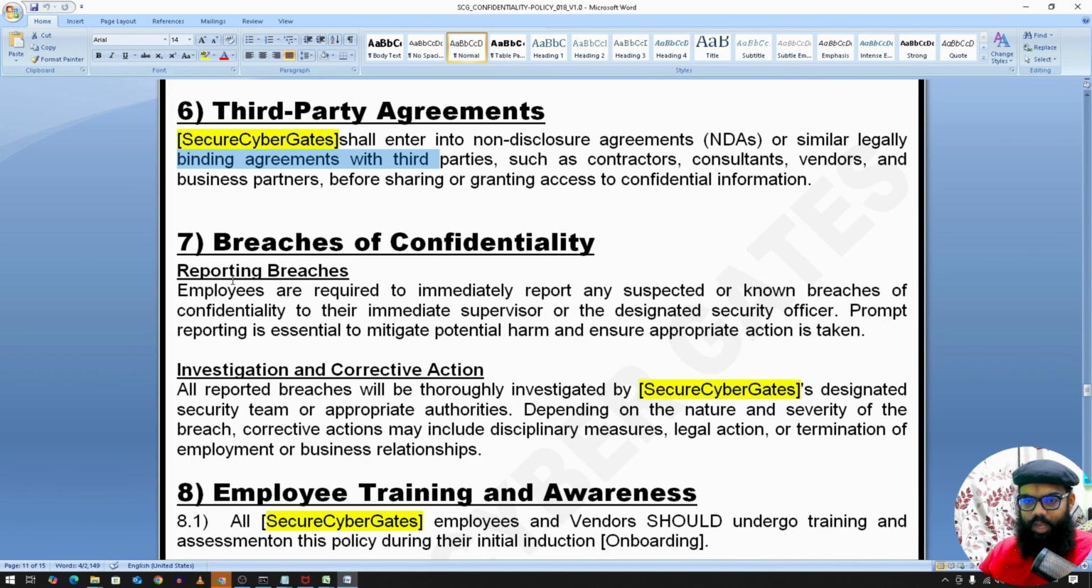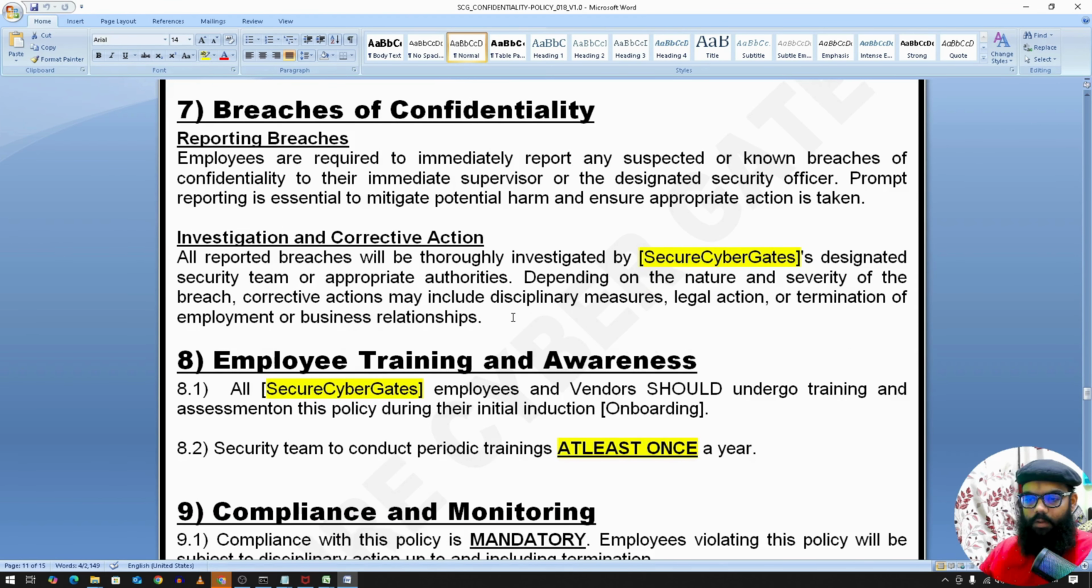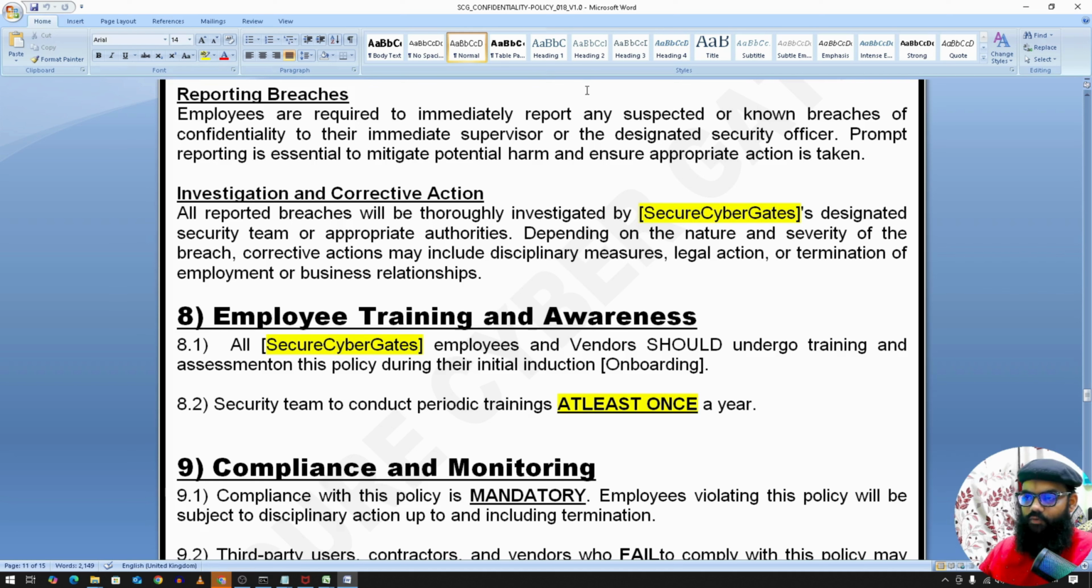So any breach of confidentiality should be reported. Employees are required to immediately report any suspected or known breaches of confidentiality. So they can report it to their immediate supervisor or manager or to the security team. Then once they report it, the security team will do the next steps. Now this is on the confidentiality policy.